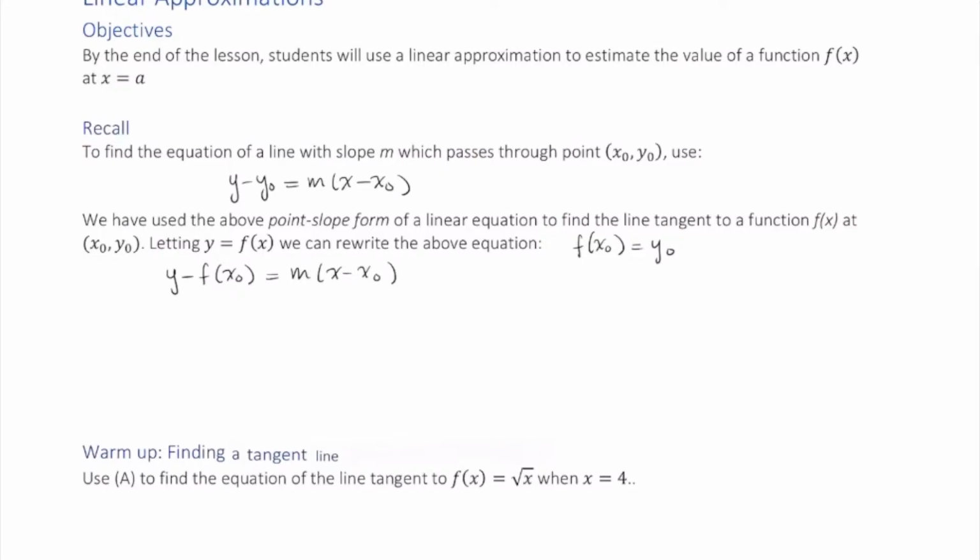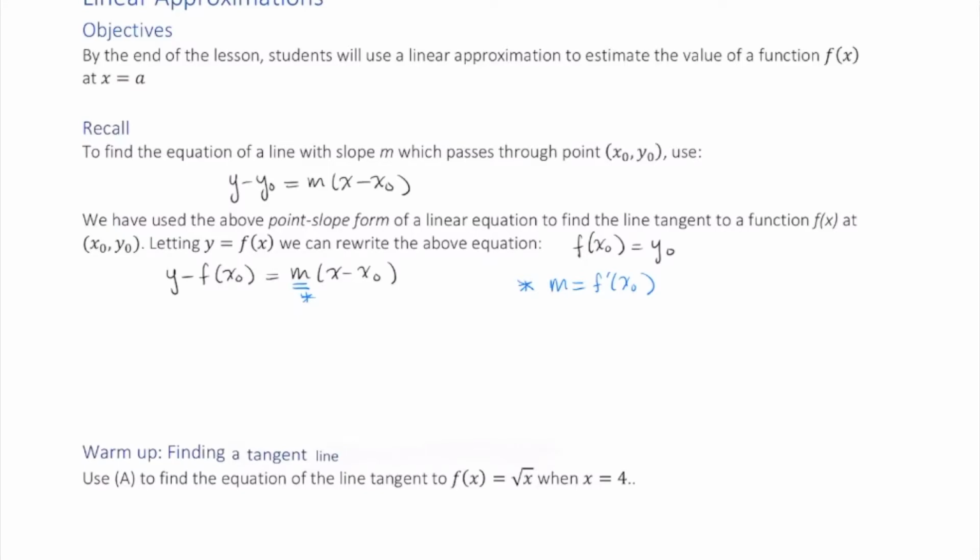Well, we're not quite done yet. What is this m? Since the slope of the function f at x naught is given by the derivative of f evaluated at x naught, it follows that m equals f prime of x naught. Okay, so let's keep going.